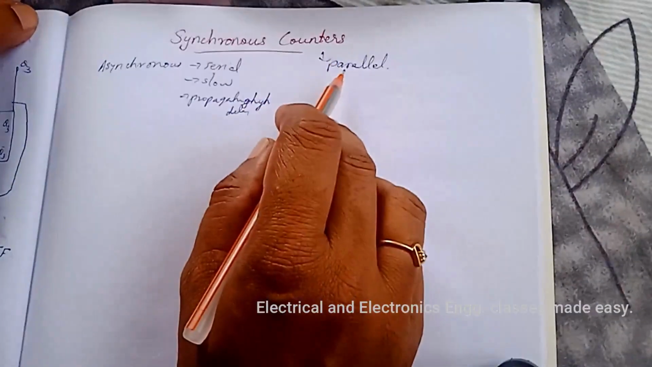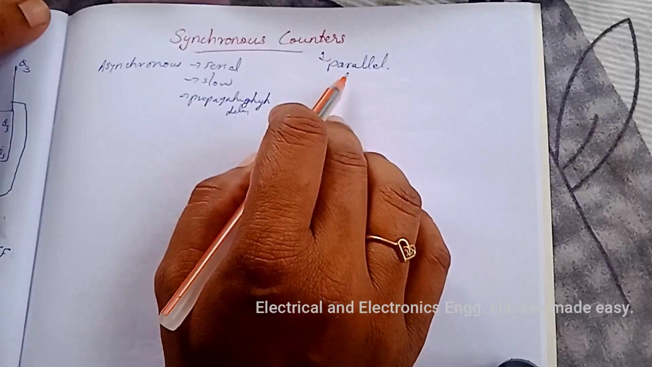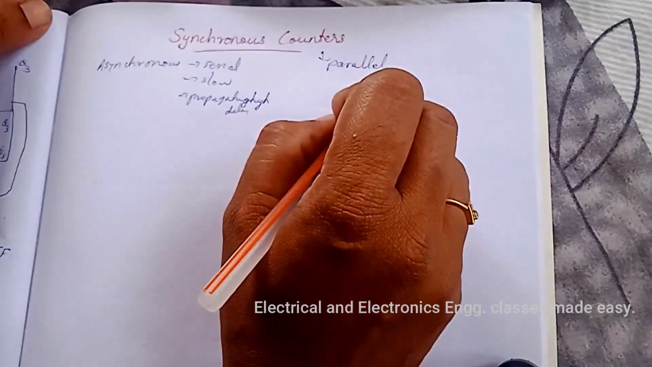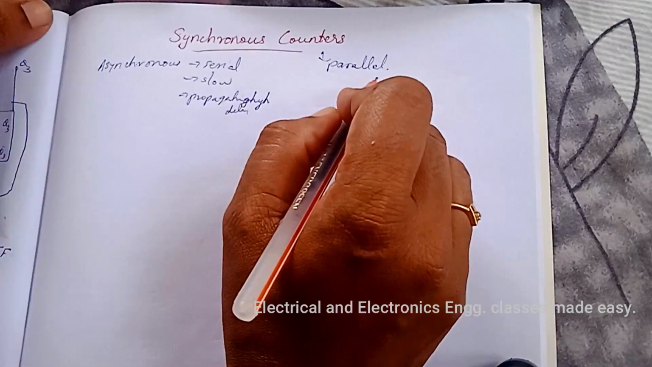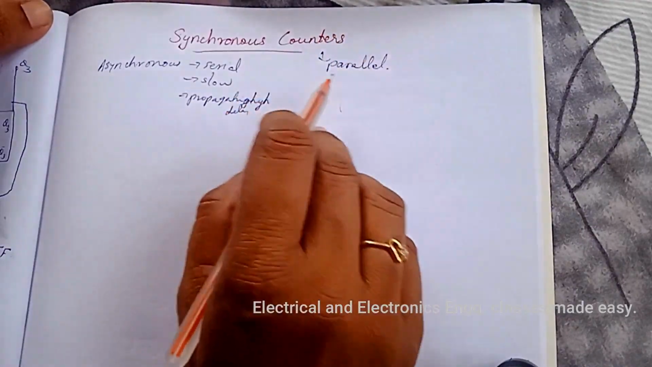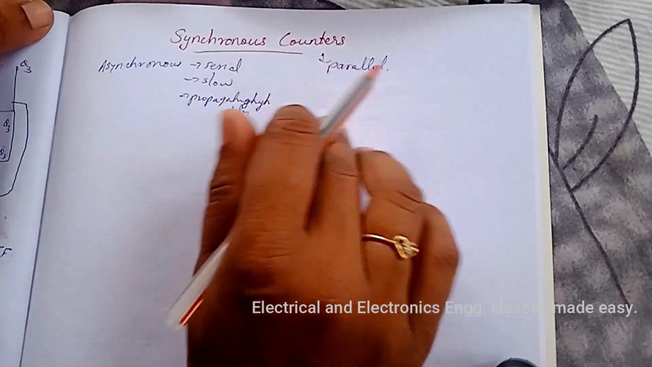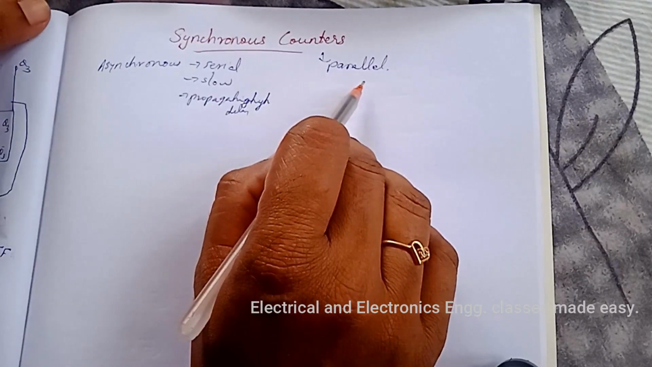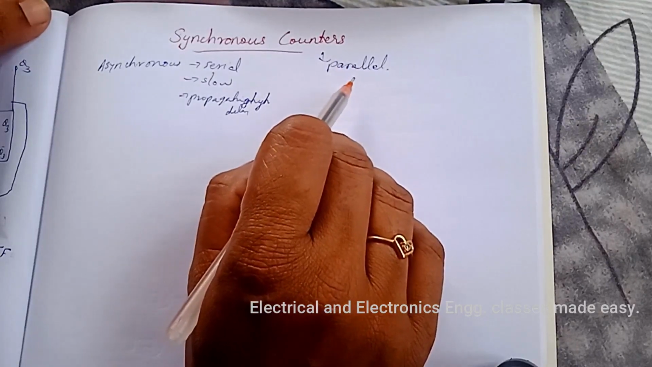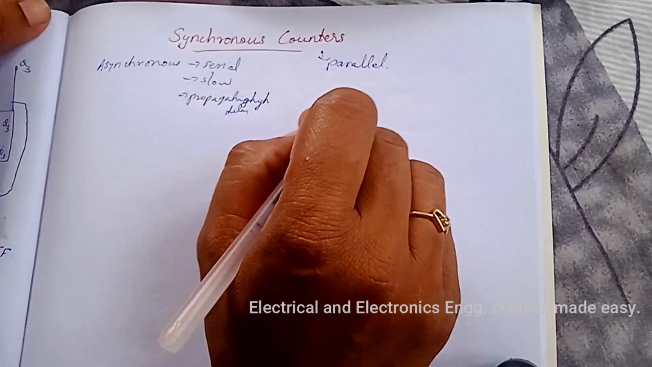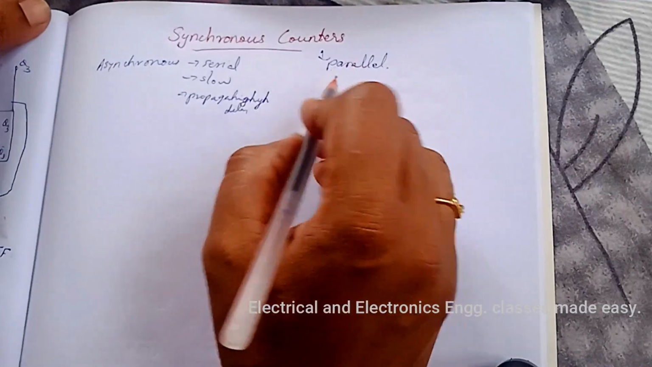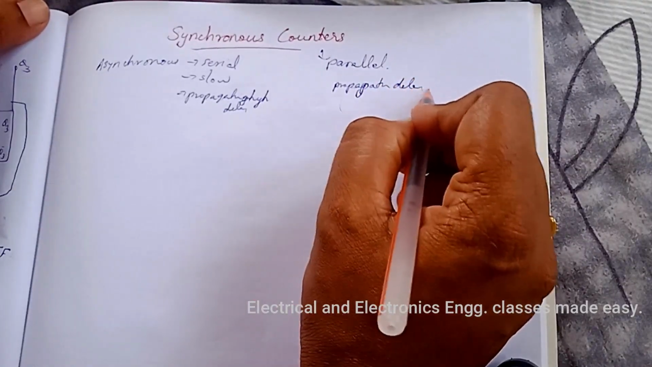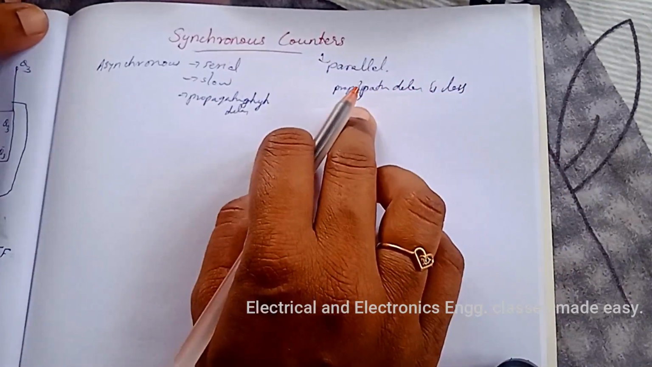And synchronous counters are counters in which all the flip-flops are triggered simultaneously, that is, triggered in parallel by the clock input pulses. So whether a flip-flop toggles or not depends on the flip-flop input. In synchronous counters, all the flip-flops change state simultaneously in synchronization with the clock pulse. The propagation delays of flip-flops do not add together to produce the overall delay. So the propagation delay is less in the case of synchronous counters.